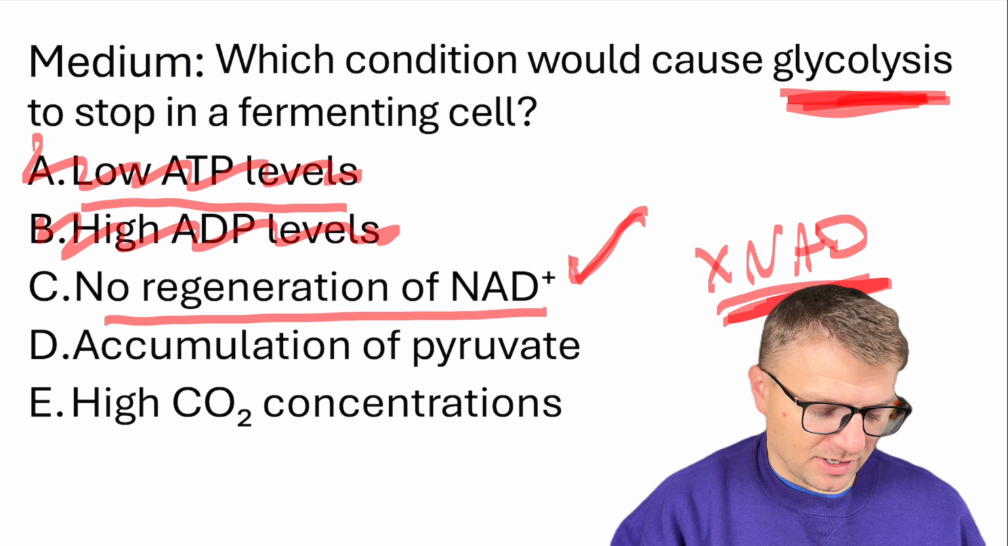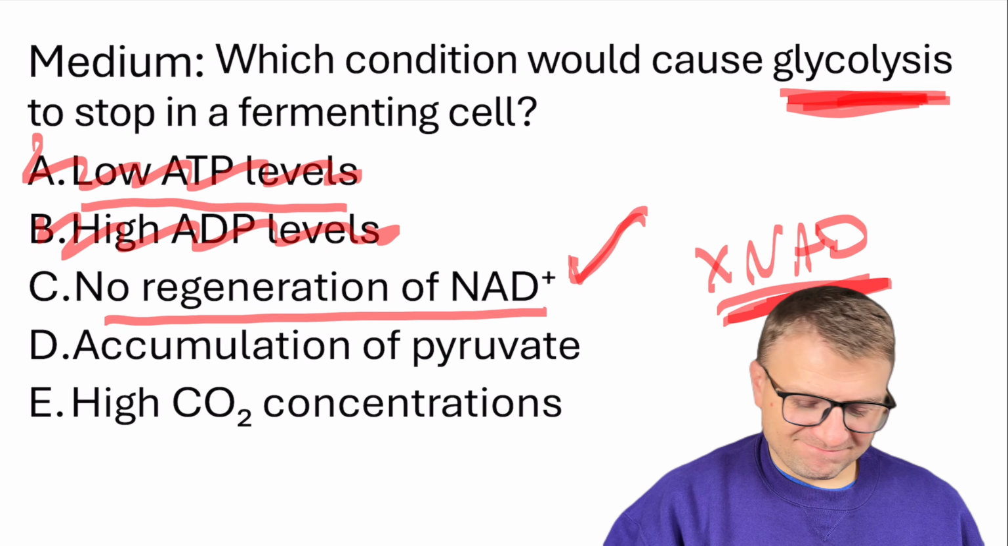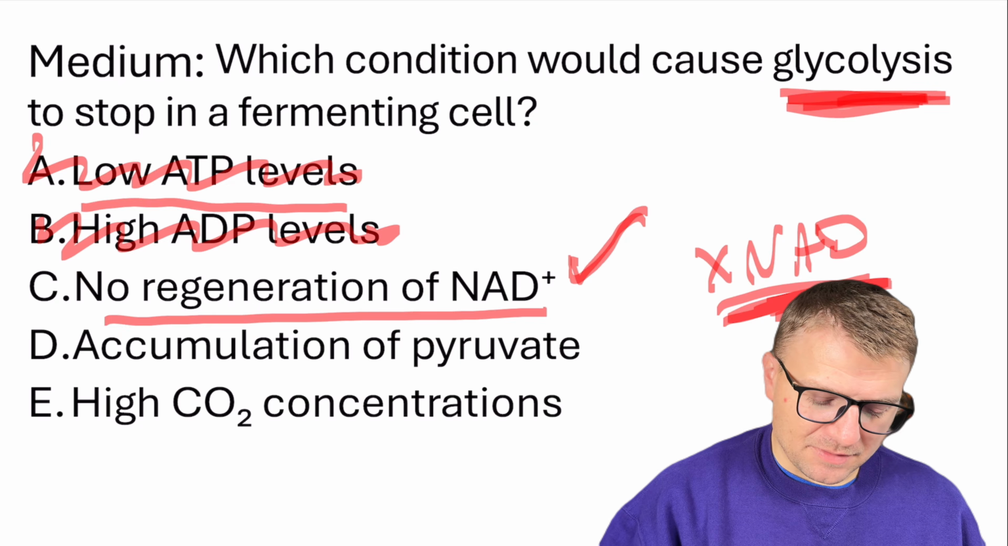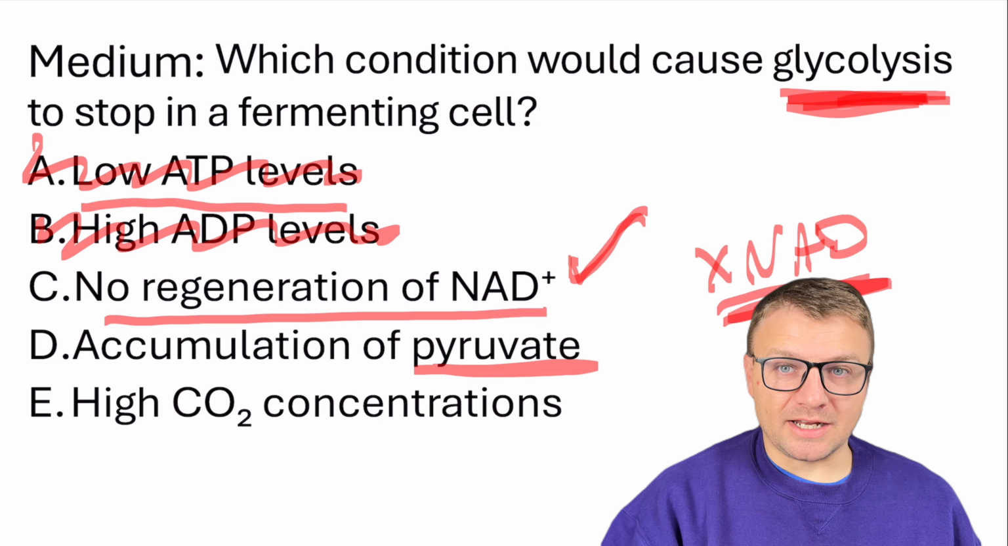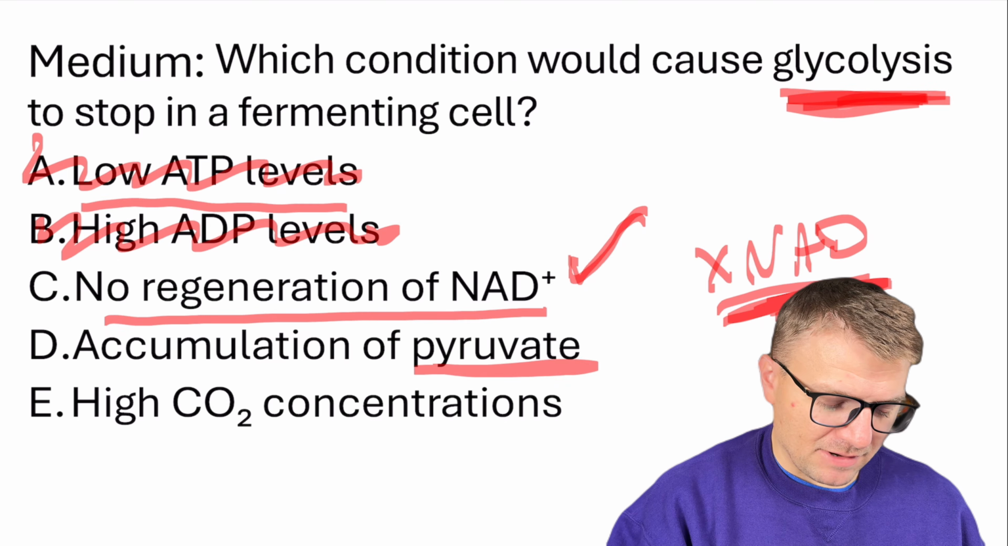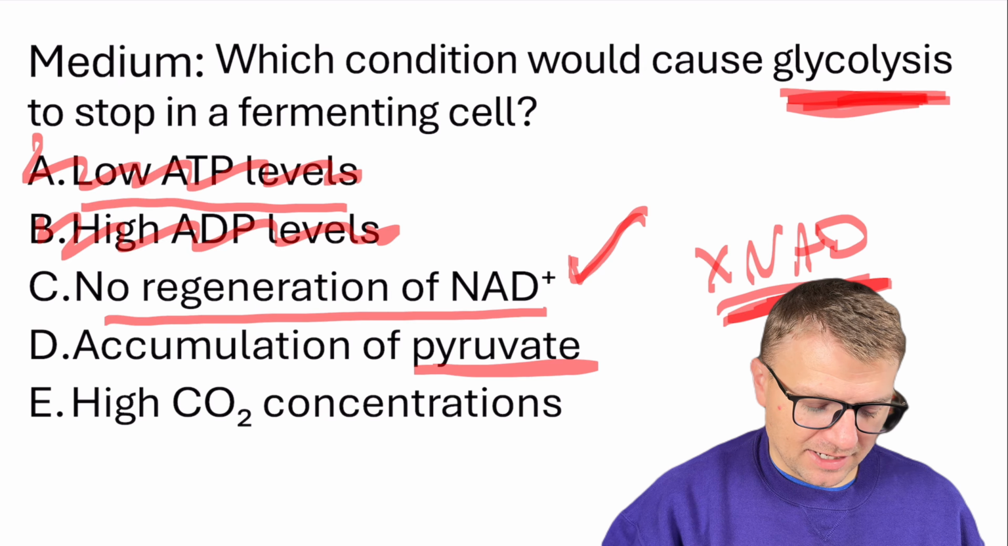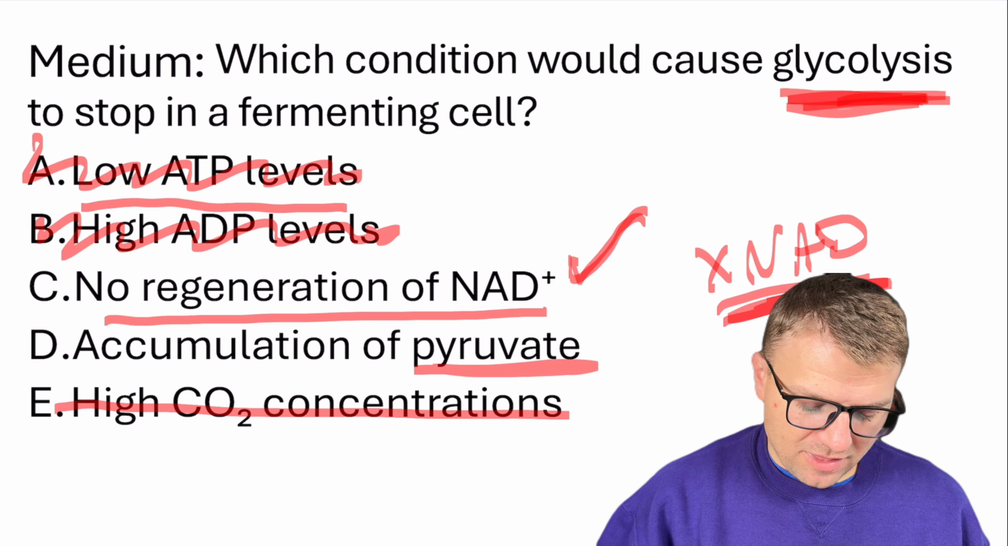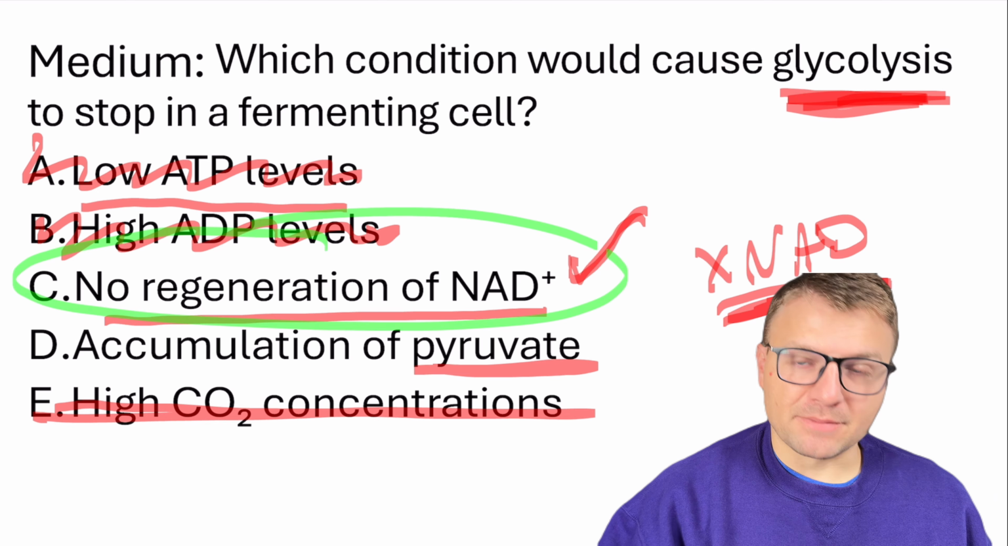Let's check our last 2 here. Accumulation of pyruvate. Not really. I mean, some of these later molecules do inhibit earlier processes, but I like C as the better answer here. And then E, high CO2 concentrations. No, that wouldn't do it. This is why C is the best answer here.